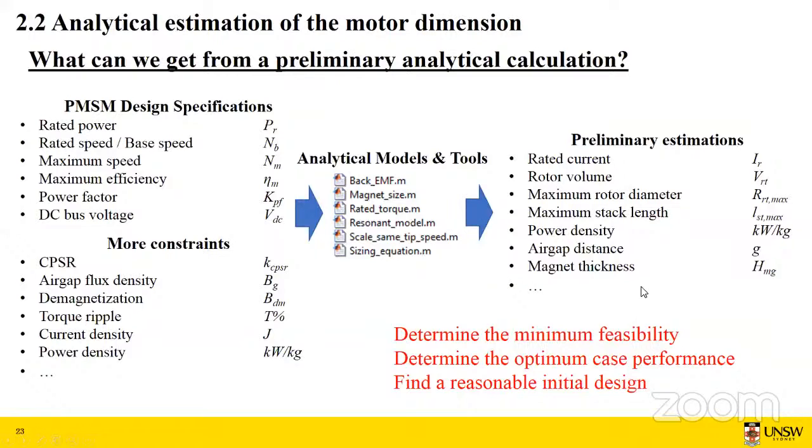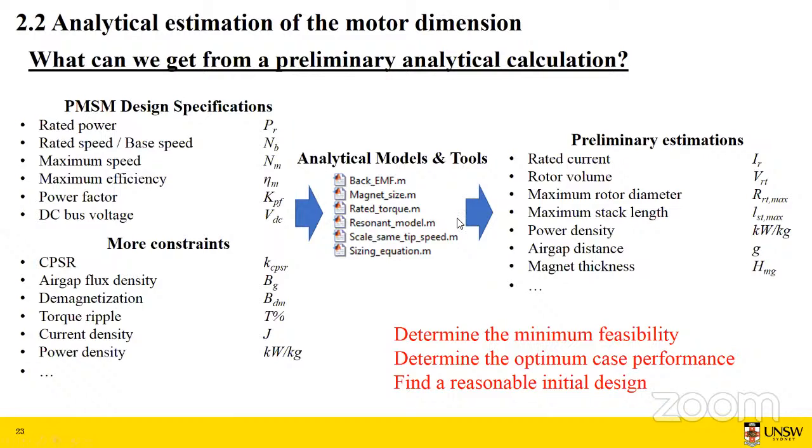Okay. So next, what can we do using these parameters? We can use these parameters to determine the minimum feasibility of this project, like what I just introduced, whether this is a practical thing, whether we can design such a motor or not. And also it can help us to know in advance maybe what is the optimum case performance.